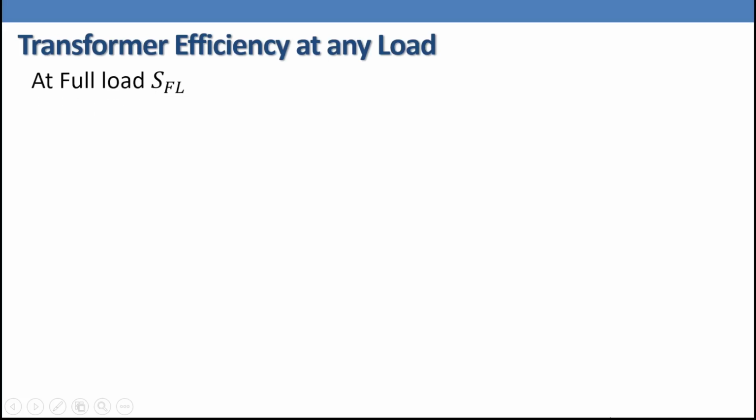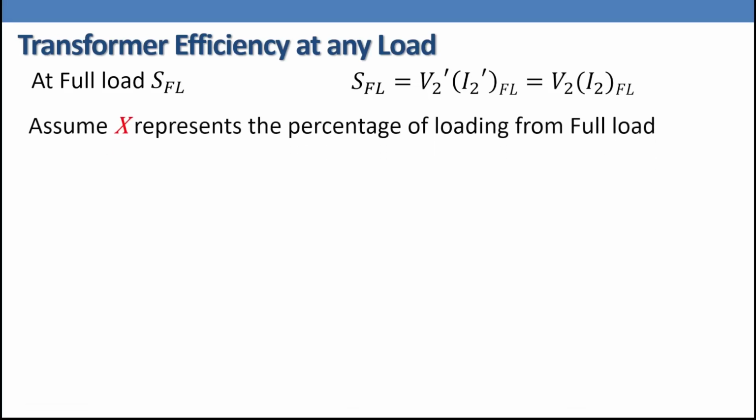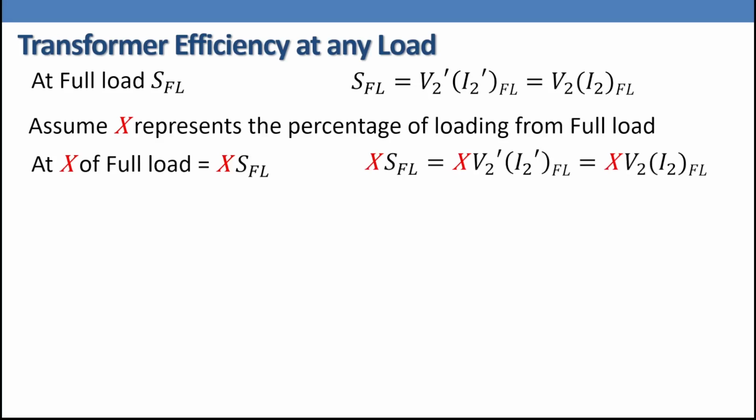We know that we have S full load, which is the rated power of the transformer, written on the transformer nameplate in volt ampere, kilovolt ampere, megavolt ampere, it depends. So we have S full load, which equals V2 I2 at full load, or V2 dash I2 dash at full load. If we assume that we have X, which represents the percentage of loading from the full load conditions. So this means X of full load equals X multiplied by S full load. So we are going to substitute in the equation where X multiplied by S equals X multiplied by V2 dash I2 dash full load, or X V2 I2 full load.